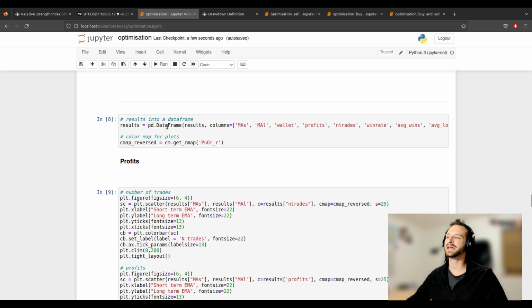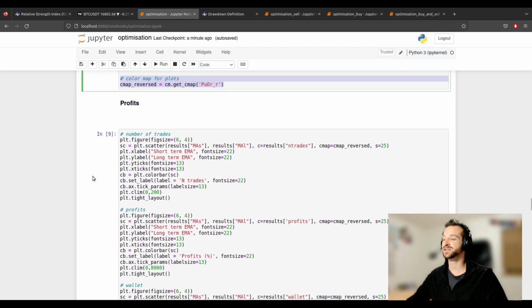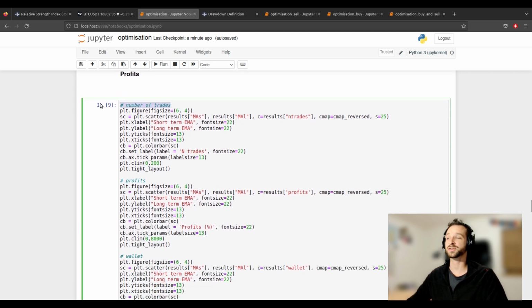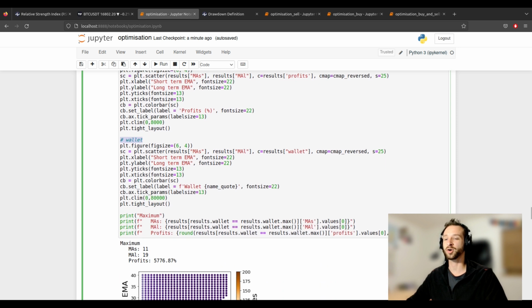So I'm compiling in a data frame all the information that we stored from our loops, and we're going to be using some colored map plots. That's why we have this line here. This first section of the code is for the plots of the number of trades, profits, and wallet. I'm also singling out the values of the MAS and MAL that gave us the maximum profits.